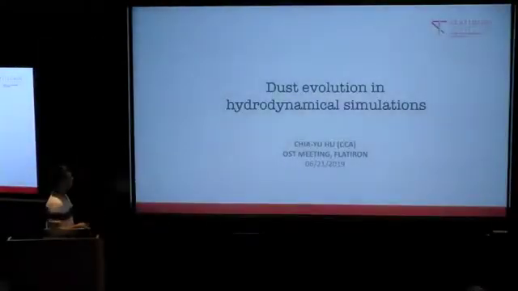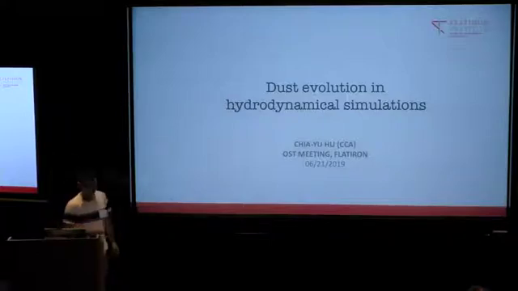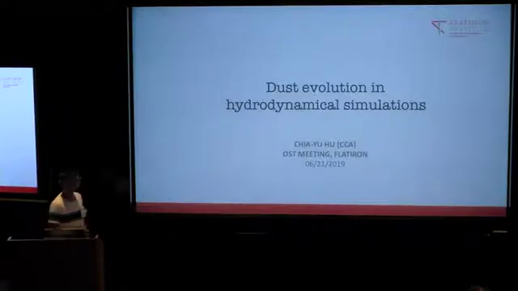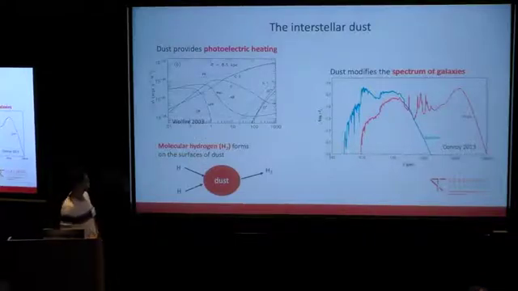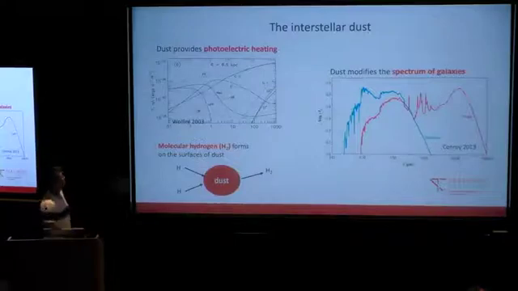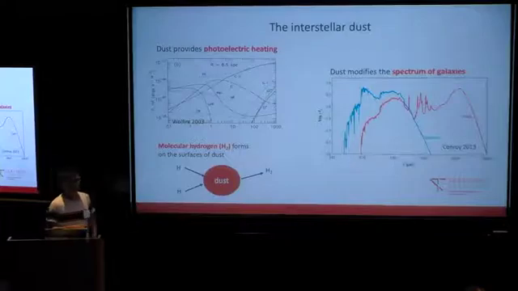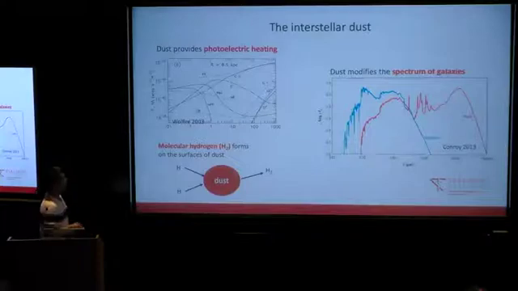Yeah, so today I'm going to talk about how simulators follow dust evolution in their simulations. We already heard several talks about the importance of interstellar dust. Dust provides a very important heating mechanism in the ISM, the so-called photoelectric heating, by interacting with stellar far UV radiation, which is actually the most important heat source in most typical spiral galaxies.